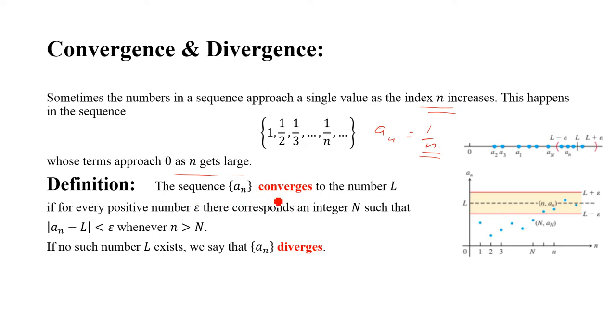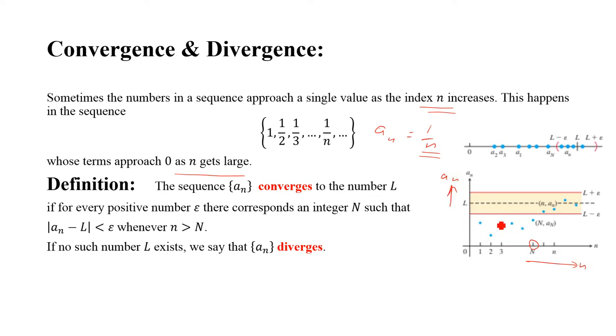A sequence an converges to the limit L if for every positive number epsilon there is a corresponding integer N such that the absolute value of an minus L is less than epsilon whenever n is greater than N. We can have a look at this using this picture. Here you can have a number N, and after this N we can see the terms. This axis represents n, and this axis represents an.